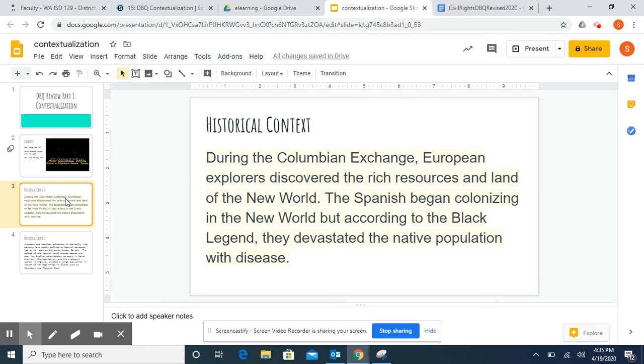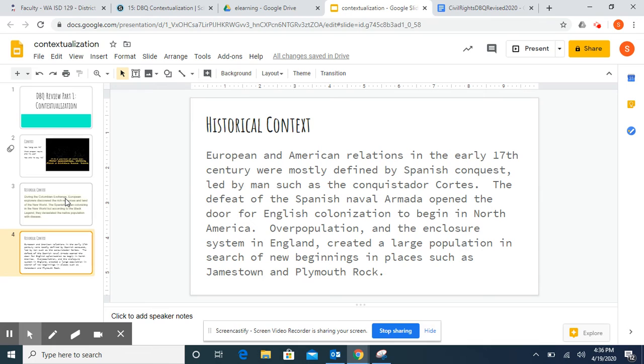A good example of actually a bad example, that I was going to say a good example of context lacking would be this. During the Columbian Exchange, European explorers discovered the rich resources and land of the New World. The Spanish began colonizing in the New World, but according to the Black legend, they devastated the native population with disease. Yeah, we're on the right track. I see some terms: Columbian Exchange. I see Black legend. This is pretty good.